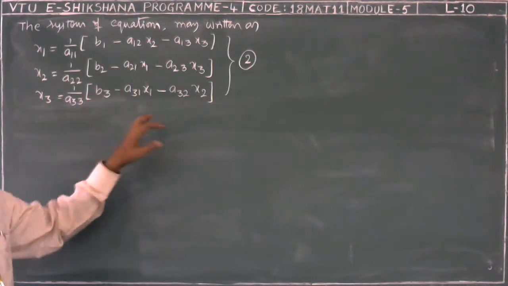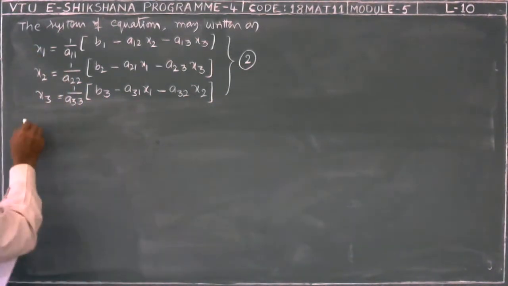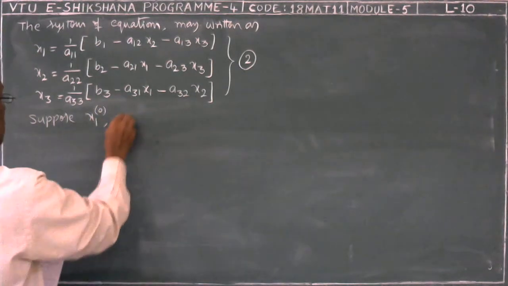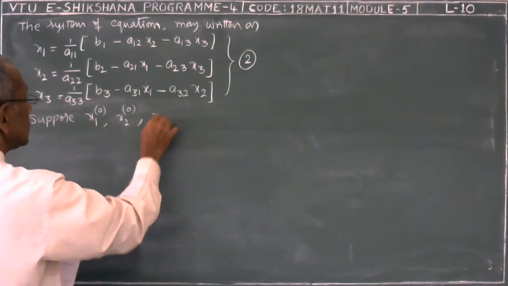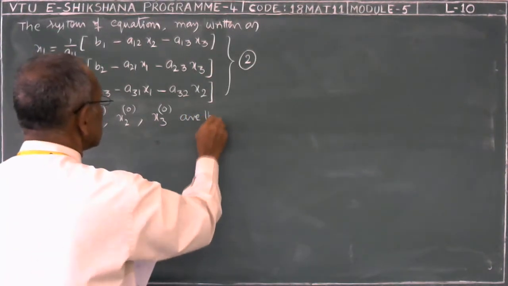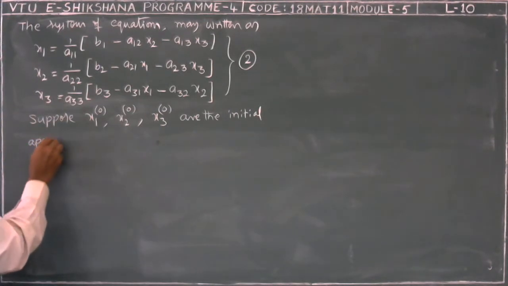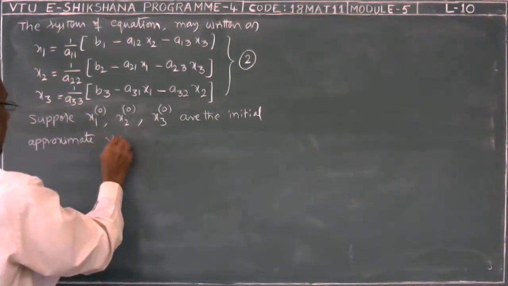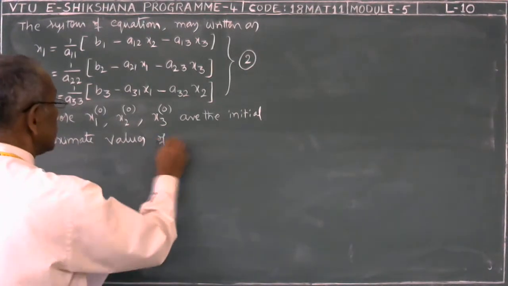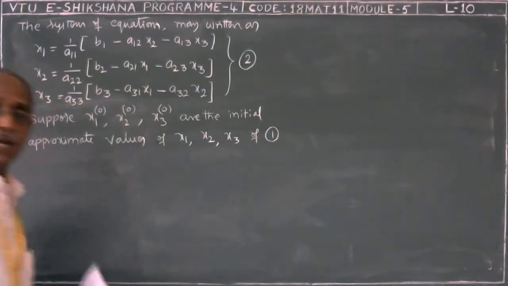Call this equation number 2. To start the iteration, let us assume that the initial approximation to the values of x1, x2, x3 be 0. Suppose x1(0), x2(0), x3(0) are the initial approximate values of x1, x2 and x3 of the given system of equations.